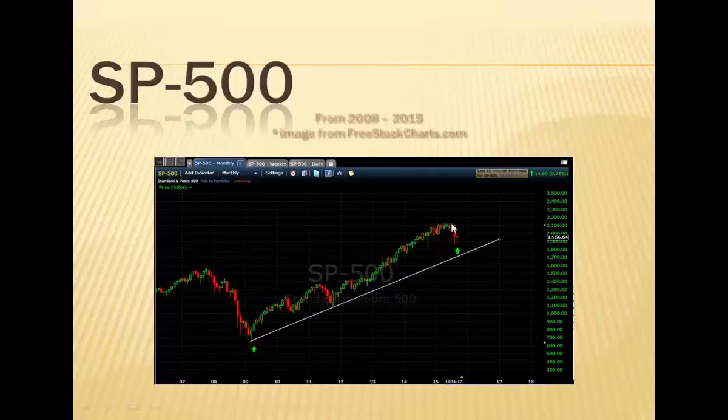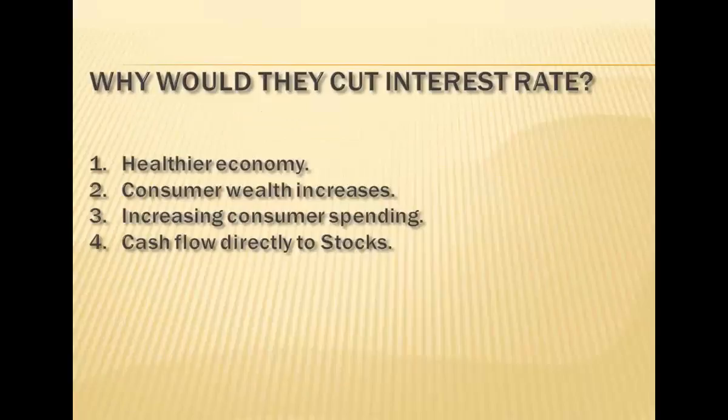So that's hysterical. There is no correction, and something different should happen right now. So why would they cut interest rates? The main purpose of cutting down the interest rate is to make the market, or we're actually talking about the past, what happened in 2008, and why did they cut the interest rate.